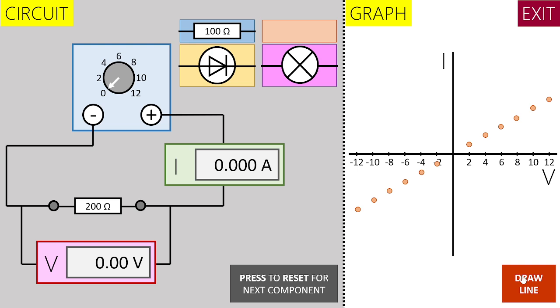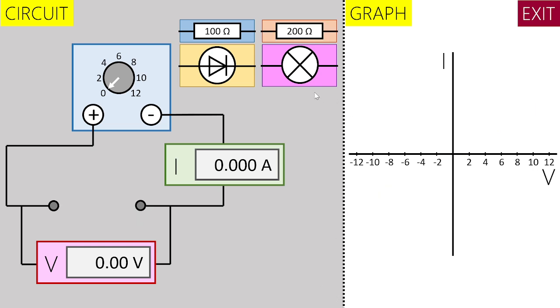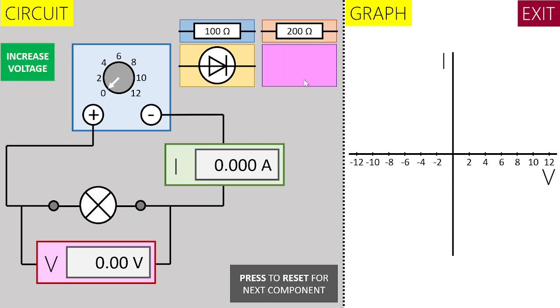We draw the line, and again it's a straight line through the origin, but now it's a shallower gradient, it's not as steep, which means it's going to be ohmic, but with a lower gradient and a bigger resistance. If we do this now for the lamp or the bulb, same setup, we're going to increase the voltage, and something happens.